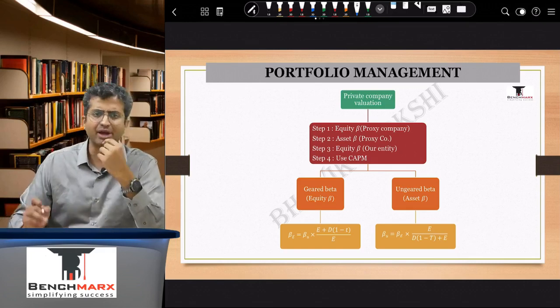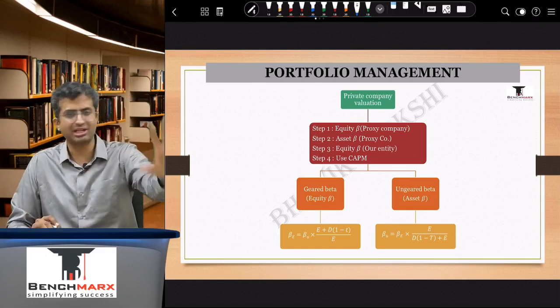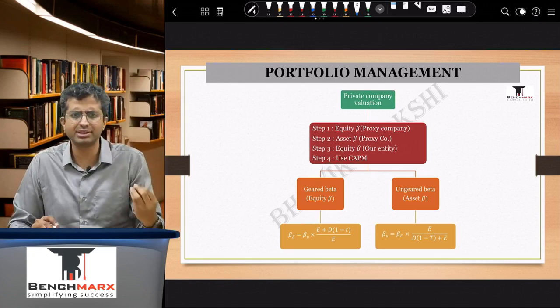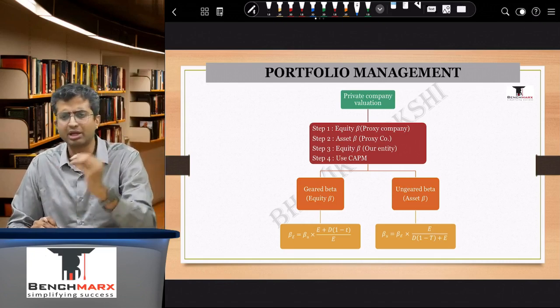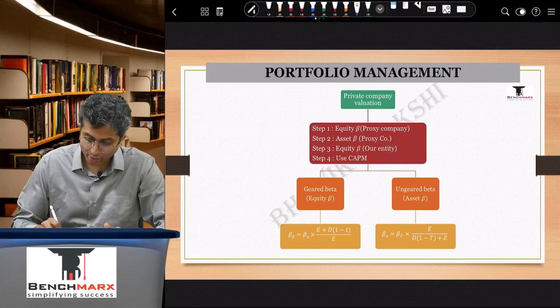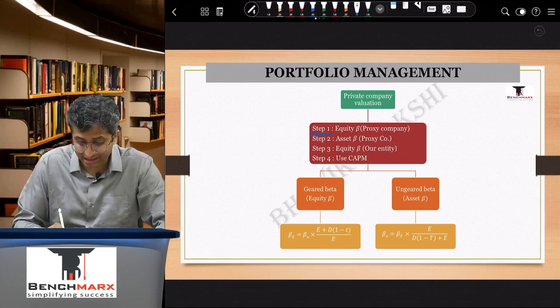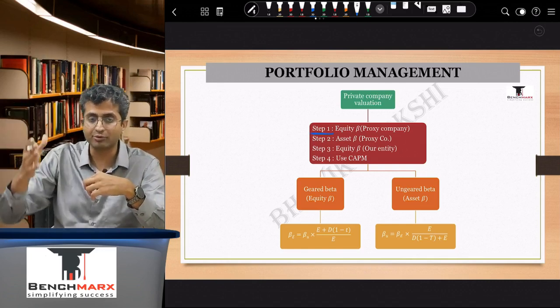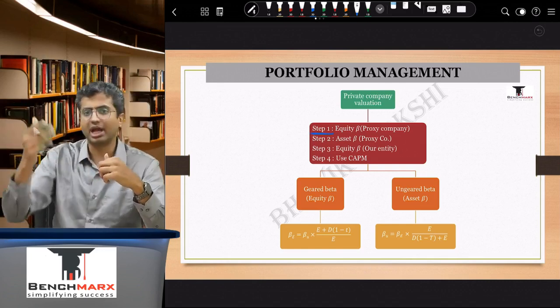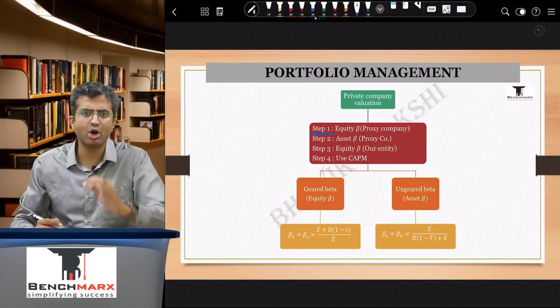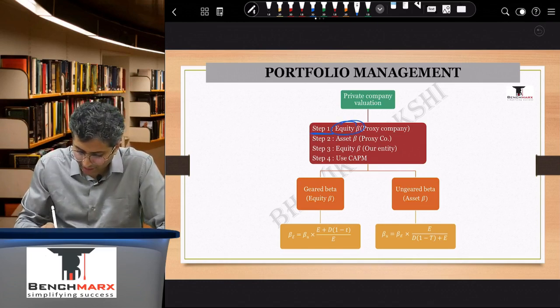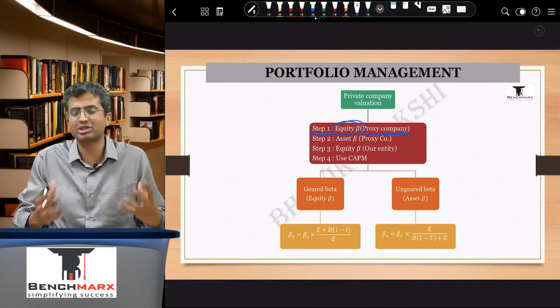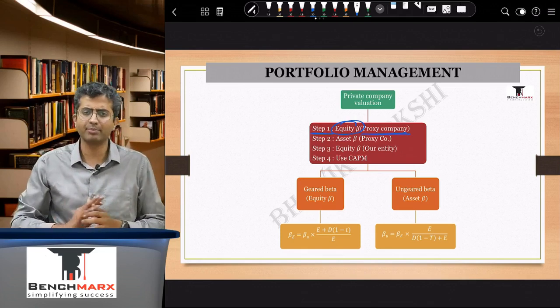So for private company valuation, you will first try to find a proxy company, or you will take an industry average as the case may be. So for example, for Parle, that can be Britannia, let us say. So you will find a proxy company. Now Britannia is listed, Parle is not, but Britannia is. So I can actually look at the share prices of Britannia, and based on that, I can find the beta of Britannia. So over here, I will find the equity beta for the proxy company, that is Britannia.